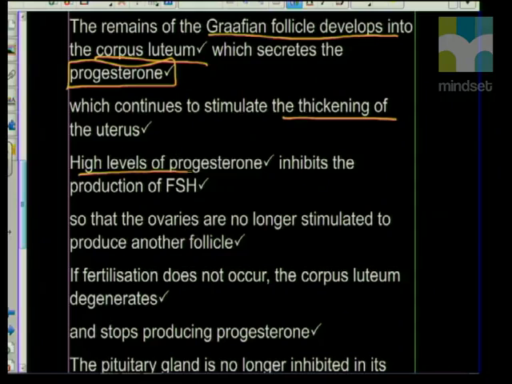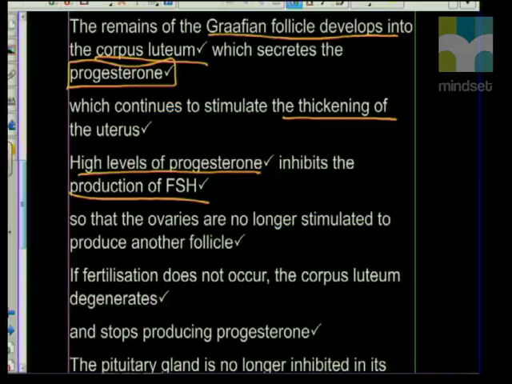The high levels of progesterone inhibit the production of FSH because we don't want another baby. This egg could still be fertilized. If the progesterone is making this wall nice and thick, we don't want any more babies. We've already got one that's going to get fertilized. The body doesn't know whether it's going to get fertilized or not. It just says it will be, until the day it's not. So the ovaries no longer produce a new ovum. We want to stop another follicle being made.